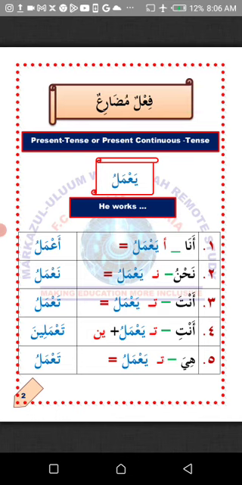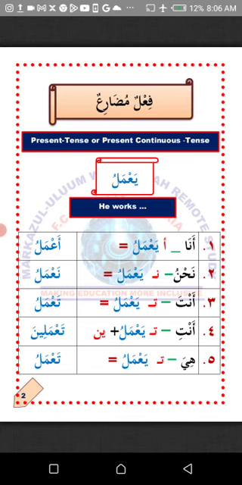The question is, how do we change the verb ya'amal to suit the pronouns below? Ya'amal simply means he works or he is working. He in Arabic is huwa, which is the opposite of hiya, she. So how do we now change the verb ya'amal to suit the following pronouns?